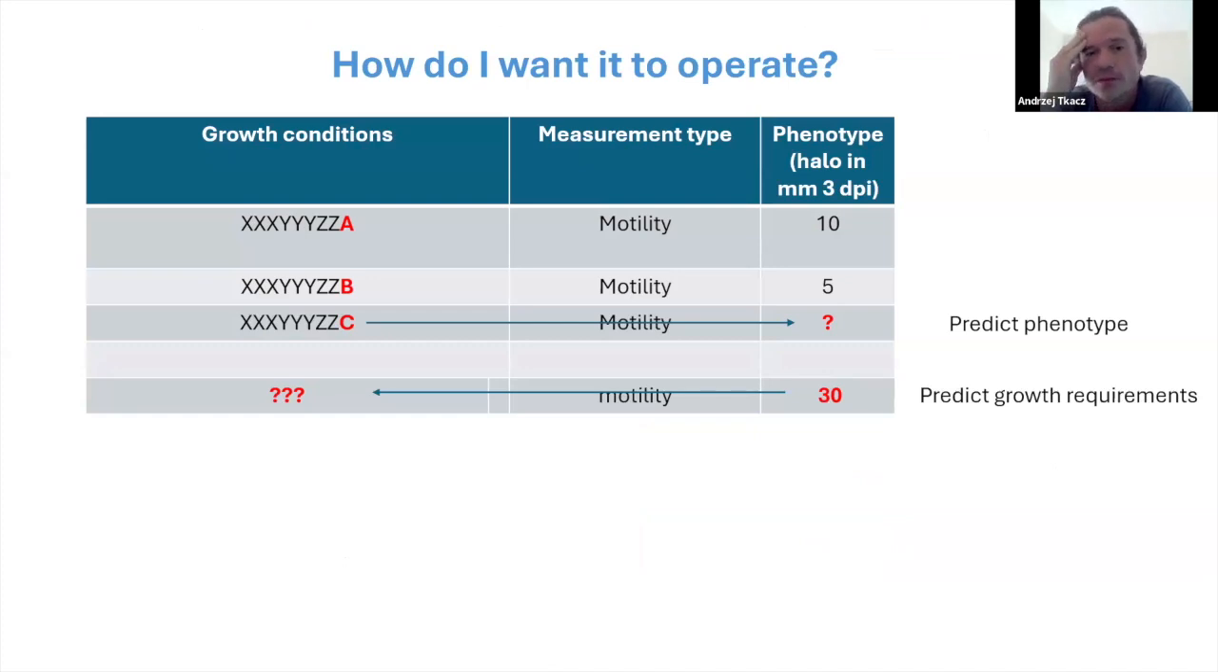So if you imagine that we have this table, with all the growth conditions, hundreds of variables, and for a given measurement type, for a given phenotype, we have data. Can we predict the phenotype? Let's say, what would my phenotype be if I use this media at that concentration? Another way around, can you tell me what I shall use in the lab in order to get some defined phenotype? Not too much, not too little, just this.